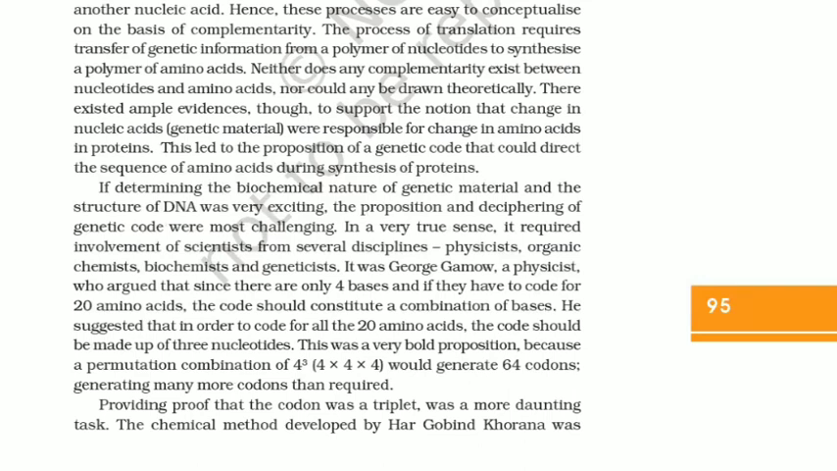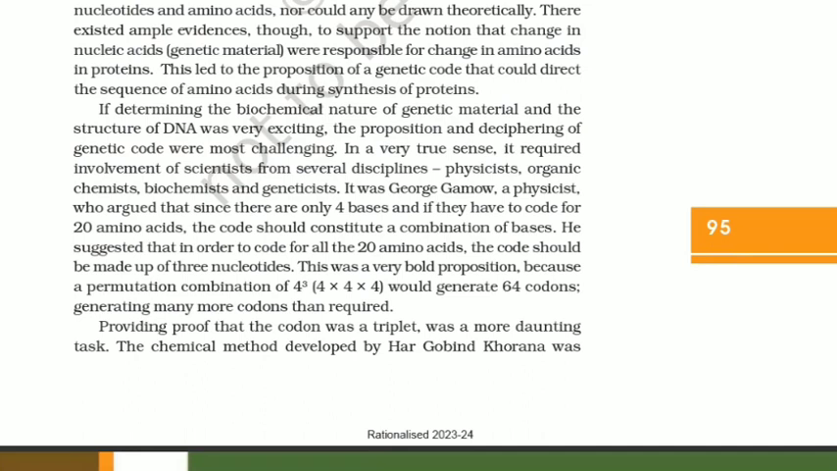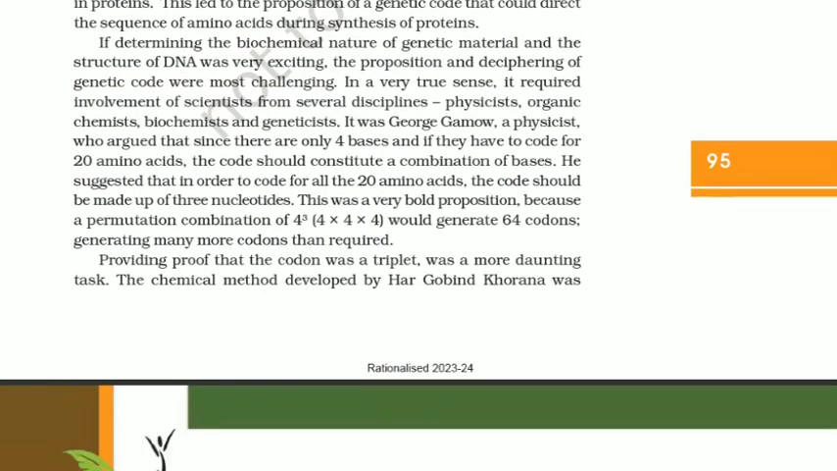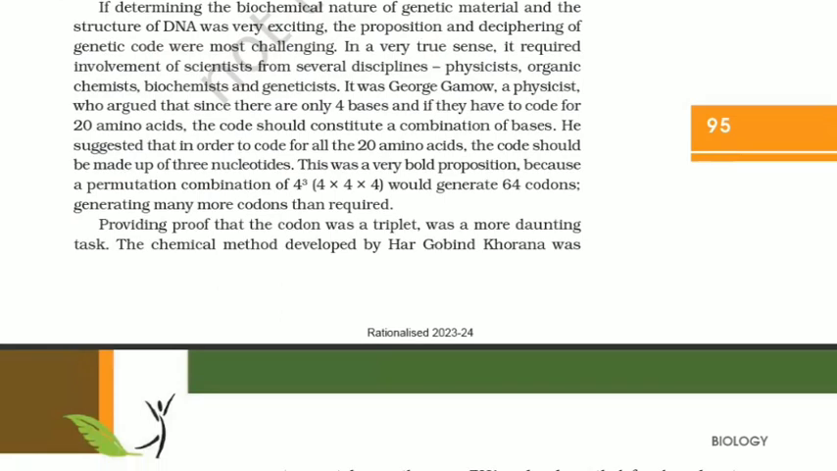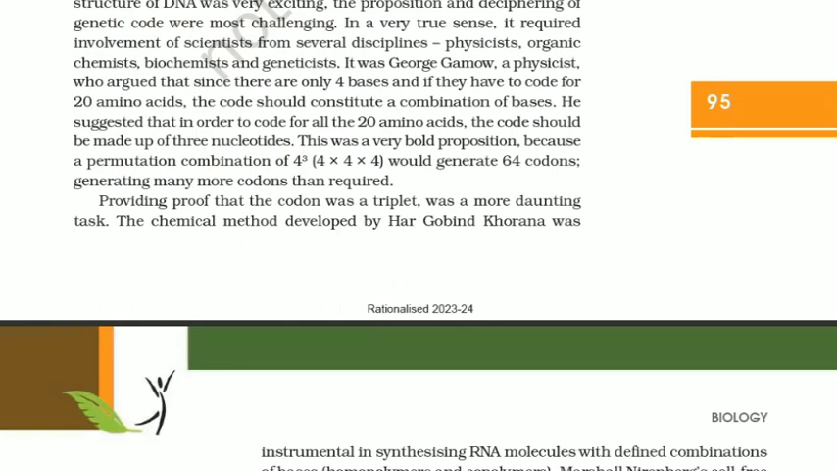There existed ample evidence, though, to support the notion that changes in nucleic acids, that is genetic material, were responsible for changes in amino acids in protein. This led to the proposition of a genetic code that could direct the sequence of amino acids during synthesis of protein. If determining the biochemical nature of genetic material and the structure of DNA was very exciting, the proposition and deciphering of the genetic code were most challenging. In a very true sense, it required the involvement of scientists from several disciplines: physicists, organic chemists, biochemists, and geneticists.